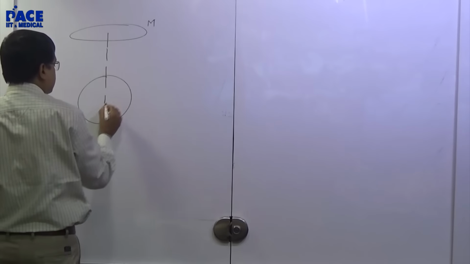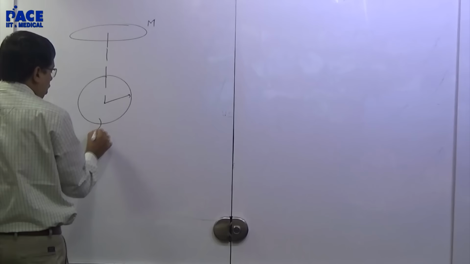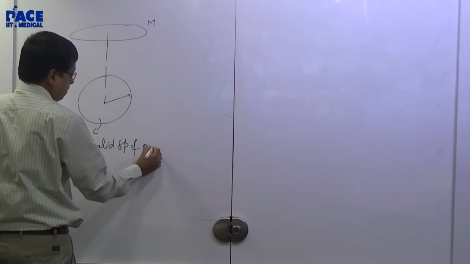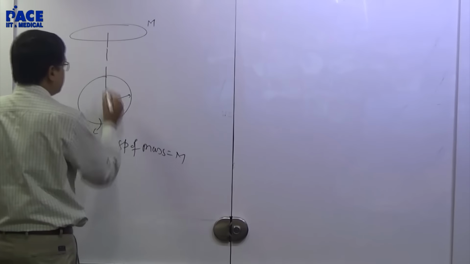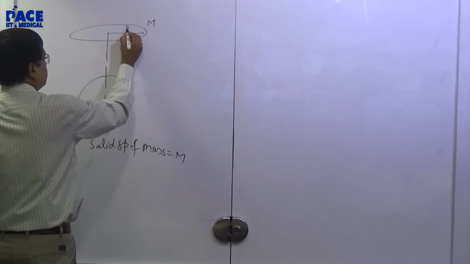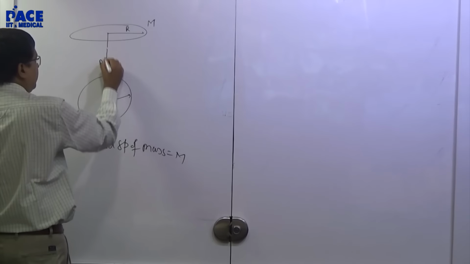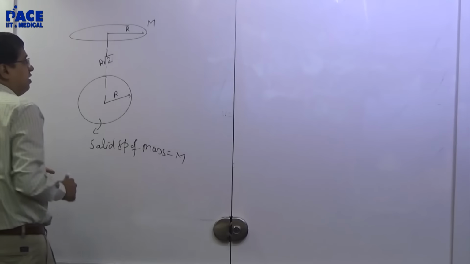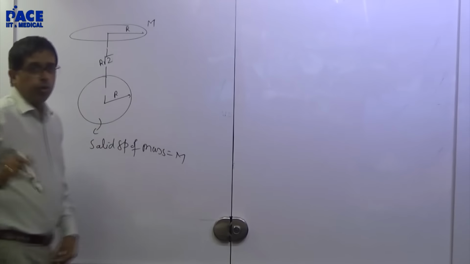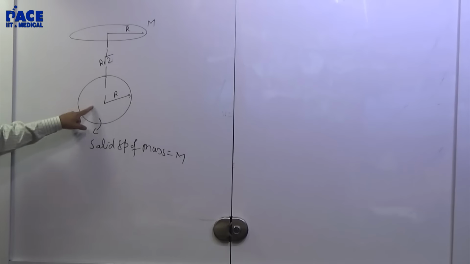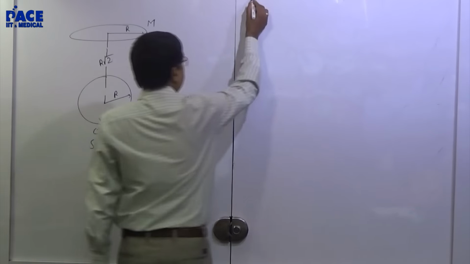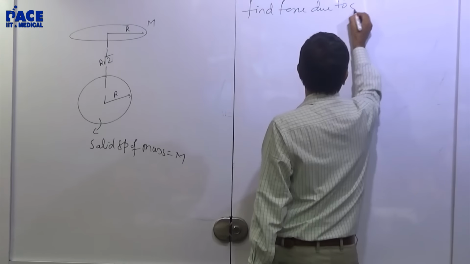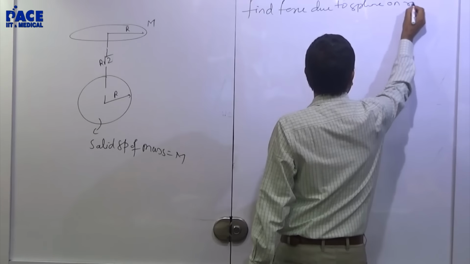This is a ring of mass capital M. This is a solid sphere of mass capital M. Both of them are of the same mass. This is R, this is R. Distance between their centers is R root 2. Roorkee people asked you to find the force due to the sphere on the ring.